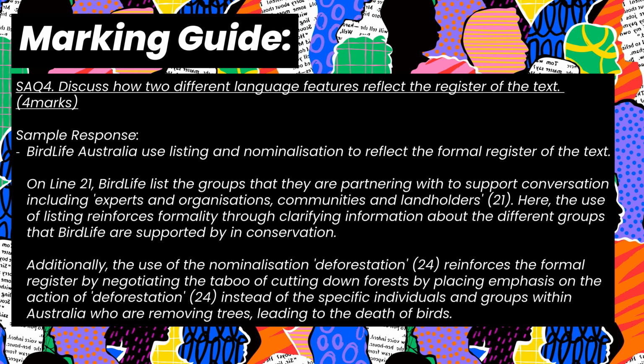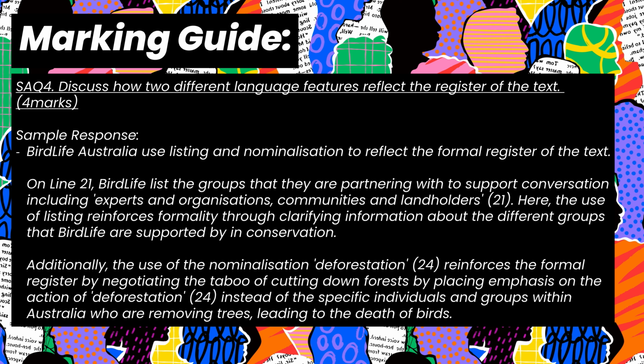So let's have a look at a sample response. Now, just like the previous short answer question, a topic sentence isn't essential or required for this question, but it can be really useful to help us organize our thoughts and to clearly signal which language features we're going to discuss and identify the register of the text. So here we've got the topic sentence, BirdLife Australia uses listing, a form of subsystem patterning, and nominalization, a different form of subsystem patterning, to reflect the formal register of this text.